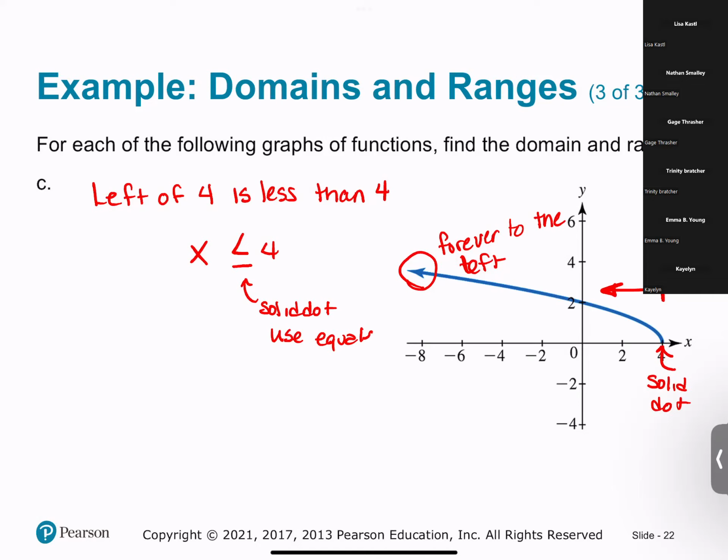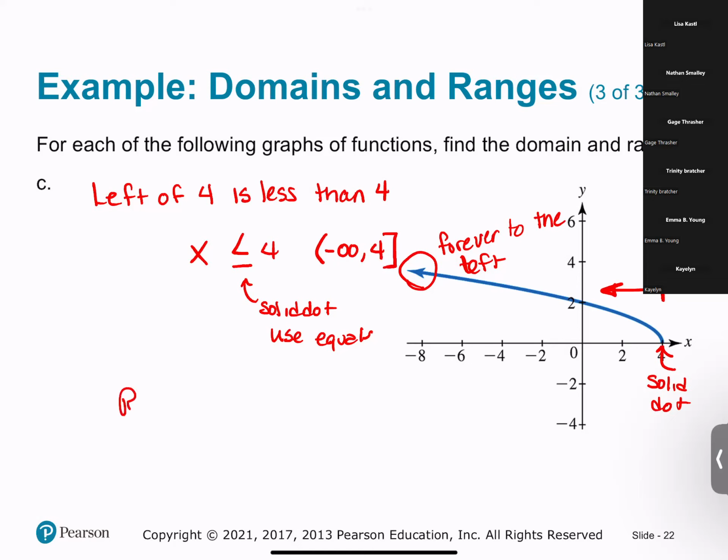And in interval notation, where does this interval start? Well, it doesn't start anywhere. It continues on to the left indefinitely. So we give it an endpoint of negative infinity. So all the way to the left, as far as you can possibly go, we're going to call that negative infinity, and it's going to stop at 4. So that's the domain of this function.